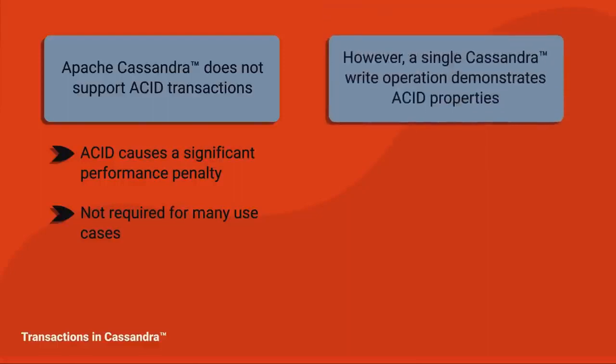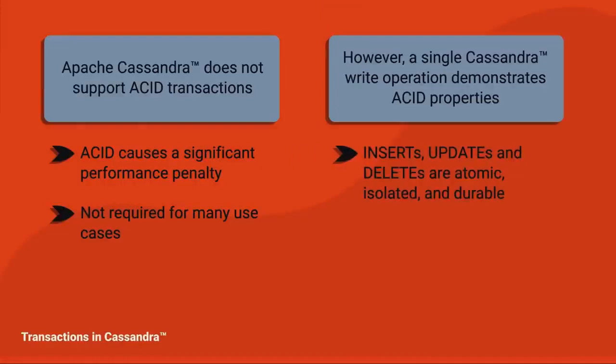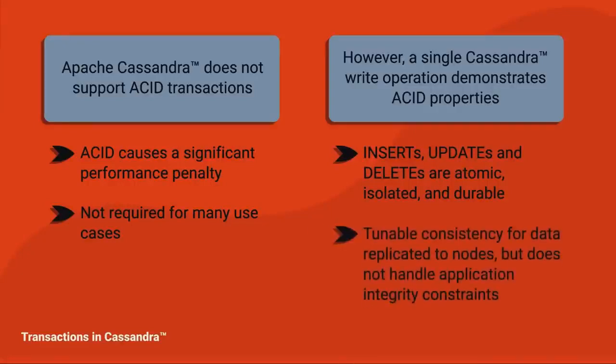However, Cassandra does provide atomicity, isolation, and durability when performing read and write commands on a single row. Additionally, it also provides something called tunable consistency, which can be adjusted depending upon the number of nodes which have to agree to execute a particular read or write command.